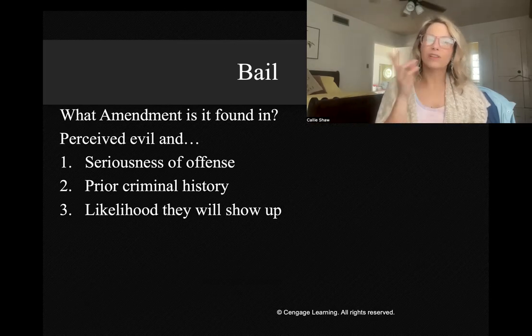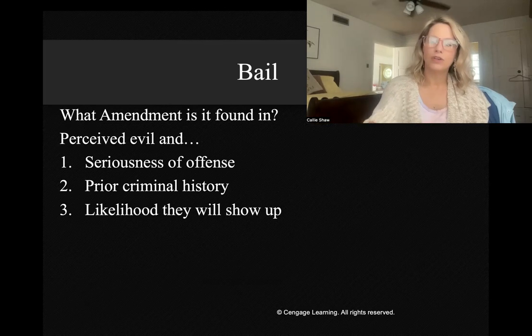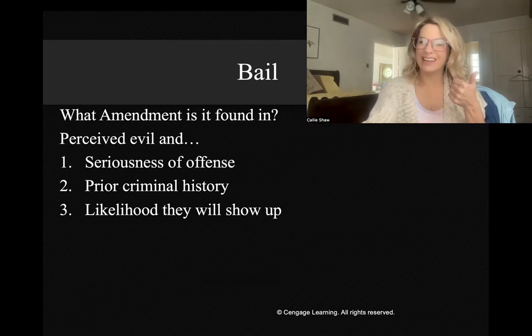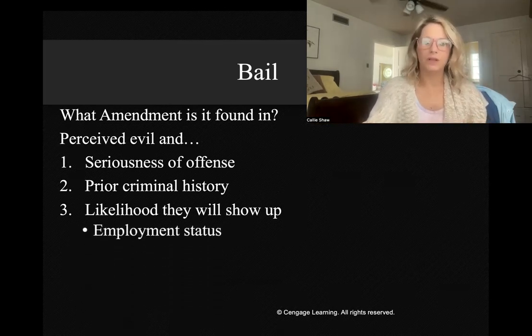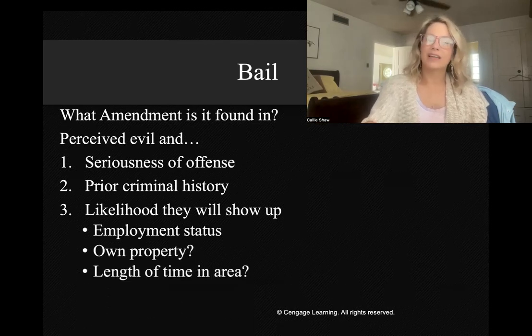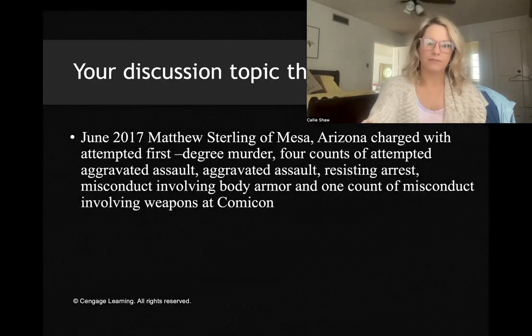But if you are living in a hotel room, you have no friends, no job, no nothing, there's a high likelihood you're going to skip town. So they may make the bail amount really high or not even offer bail. So look at your employment status, whether you own or rent, the length of time that you've been in the area, whether or not you have family, all that stuff.